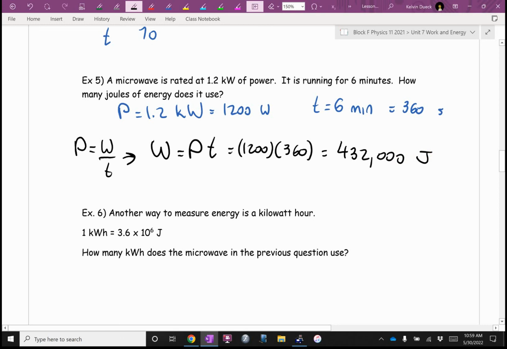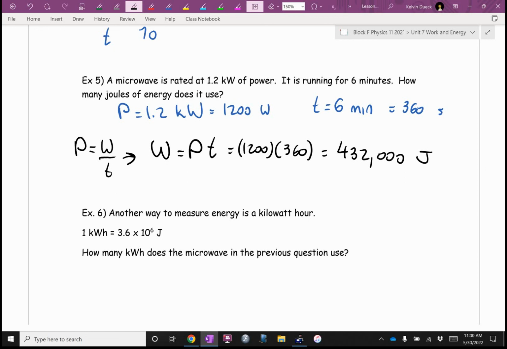Is that a long time to run a microwave? 6 minutes? Not really. You would probably do that more than once a month. So your parents, BC Hydro, charges your parents for how much energy they use. But BC Hydro does not give them their bill in joules. If they got their bill in joules, it would terrify them. BC Hydro gives them their bill in kilowatt hours.